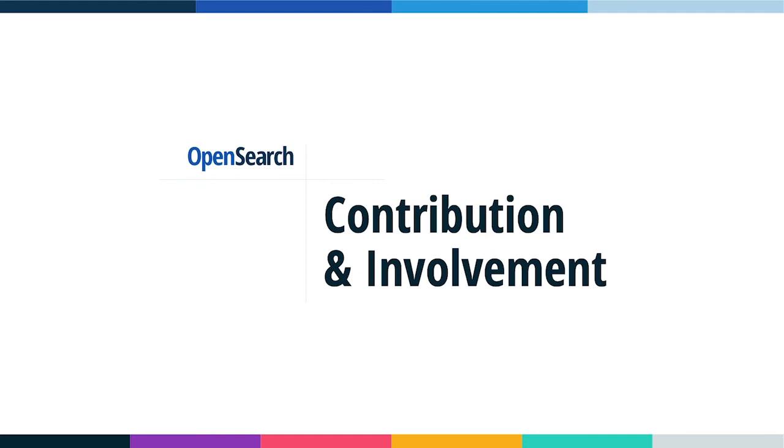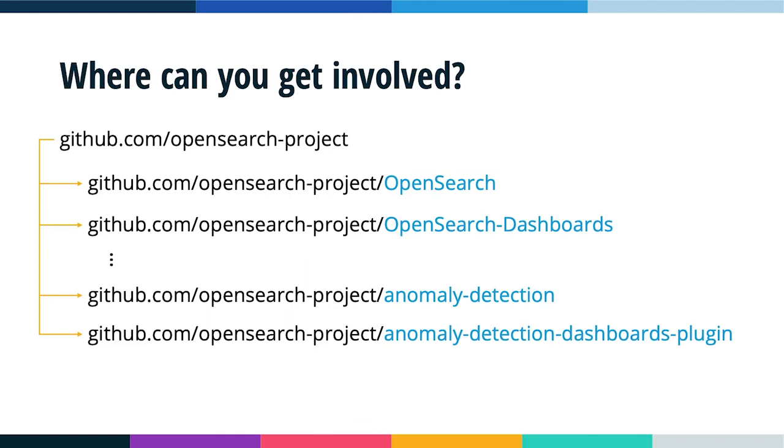And one of the key places we do that is on GitHub. Our GitHub organization is the OpenSearch project, OpenSearch-project, as you see on the screen. And that has a number of repos in them. There are two pinned repos in this: OpenSearch and OpenSearch Dashboards. And then there's a lot of other repos in here, like anomaly detection, which is one plugin.